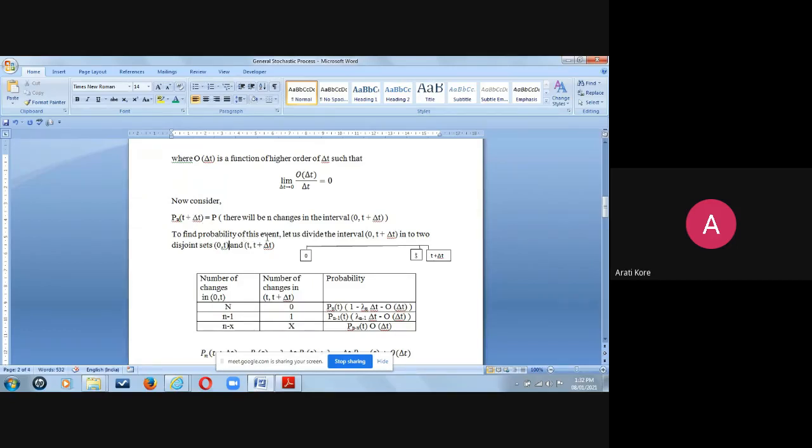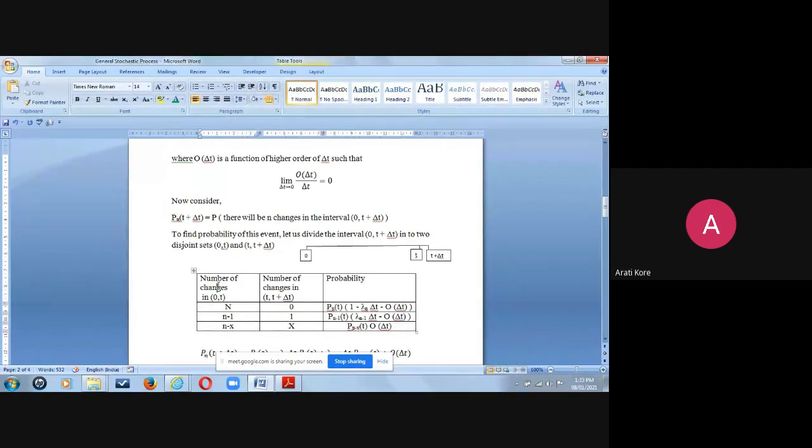Now to find the probability of this event, let us divide the interval 0 to t plus delta t into two disjoint sets, 0 to t and t to t plus delta t. Suppose this is your full interval, 0 to t plus delta t. I am interested in finding the probability that there will be n changes from 0 to t plus delta t. So to find the probability of this event, what am I doing? I am dividing this whole interval into two disjoint sets. One is 0 to t and the second is t to t plus delta t.